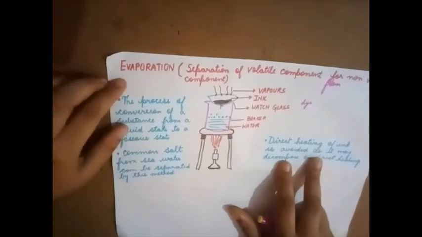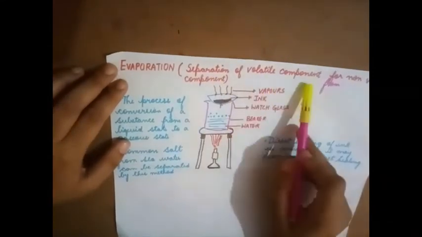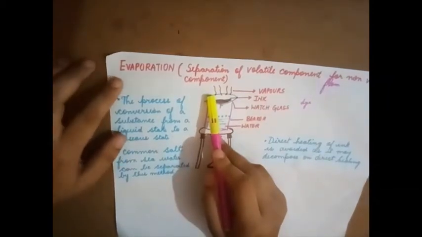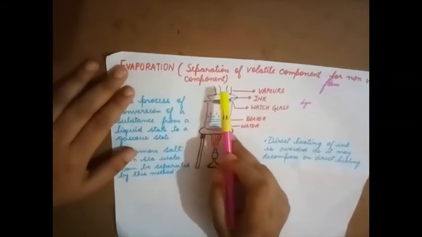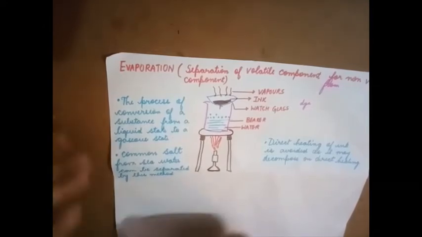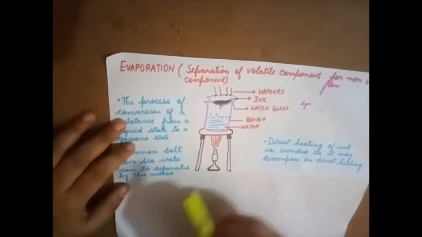First one is evaporation. Separation of volatile components from non-volatile components. This evaporation technique is used to separate volatile components. Now, what do I mean by these volatile components which can evaporate easily? So, we are trying to separate the volatile component from the non-volatile component. That means that cannot evaporate easily.